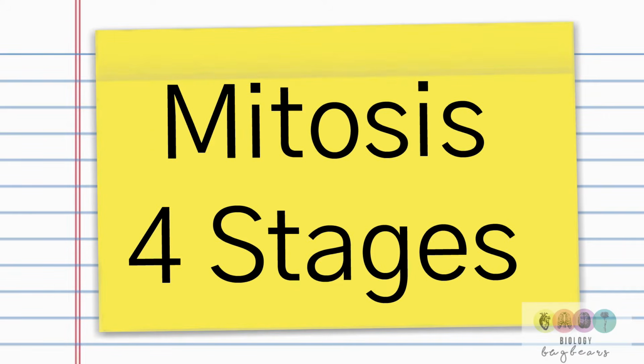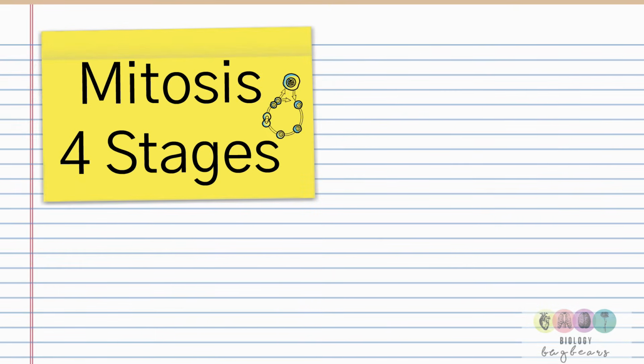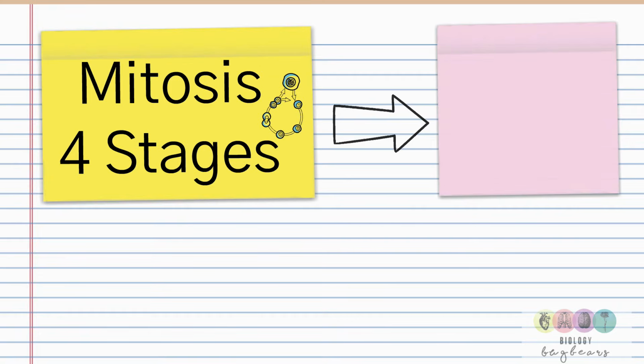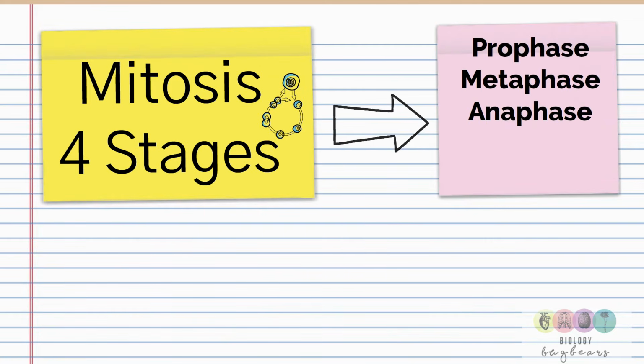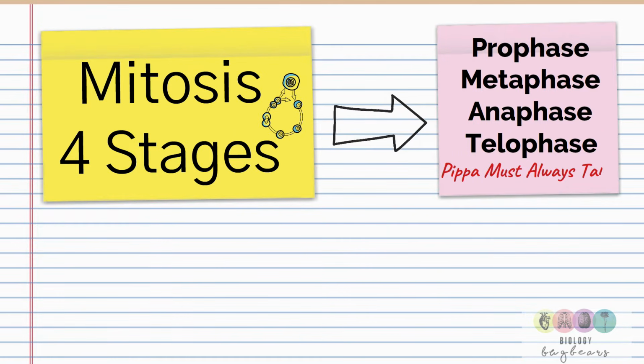So after interphase is mitosis, and there are 4 stages to mitosis: prophase, metaphase, anaphase and telophase, and it's important that you know each one of these and you can say something about them. But it's also important that you can remember them in the right order. Pippa must always talk. That's my rhyme, but you could make up your own.